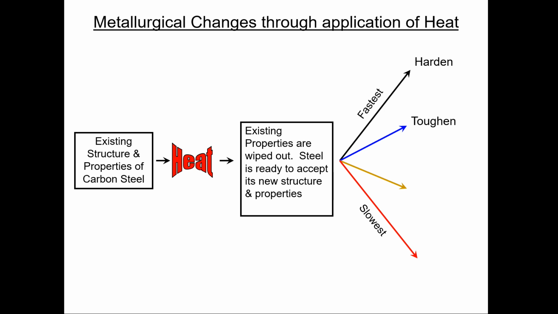Now then, if we slow it down a little bit, we end up toughening the material. And if we normalize, we slow it down further, and then we slow it right down to its lowest, and we're annealing it. So depending on how we cool it, we can start off with existing properties when they're wiped out. It's up to us how to find the potential for this material to give us that hardness. So the fastest ends up giving us the hardest result, and the slowest ends up giving us the most annealed result. And annealed is the softest possible condition for this material based on its metallurgy.